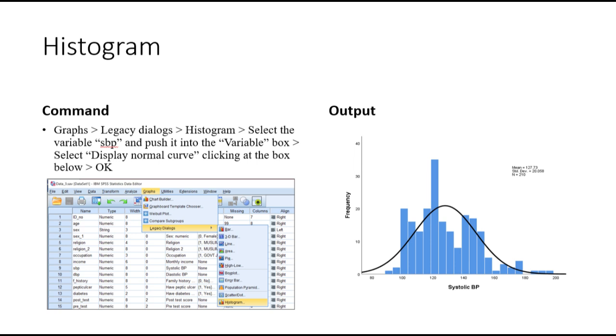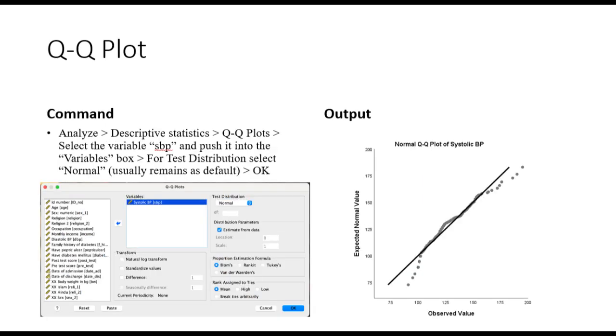Next, OK. Output. QQ plot command: Analyze, next, Descriptive statistics, next, Q-Q plots. Next, select the variable SBP and push it into the variables box. Next, for Test distribution select Normal, which usually remains as default.